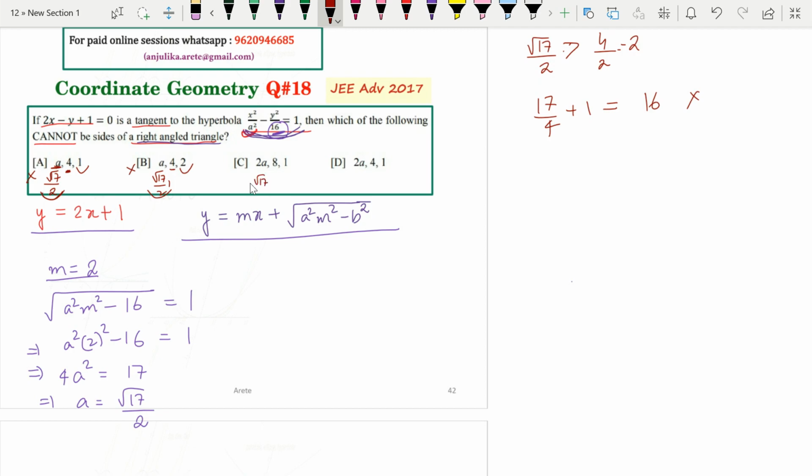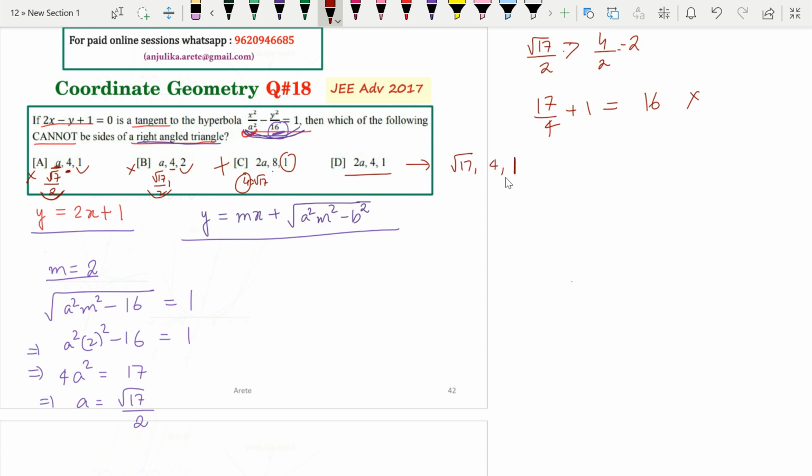This is root 17, slightly more than 4. Again you have to check whether this square and this square add up to 8 square, that's 64. Answer is again no. So only the last option is left. Last option, 2a is how much? Root 17, 4 and 1.